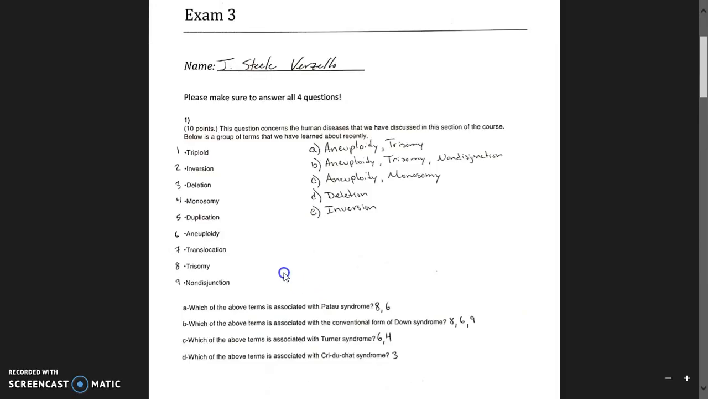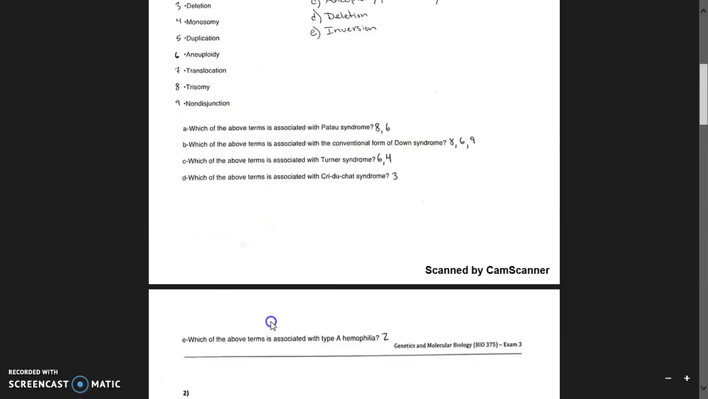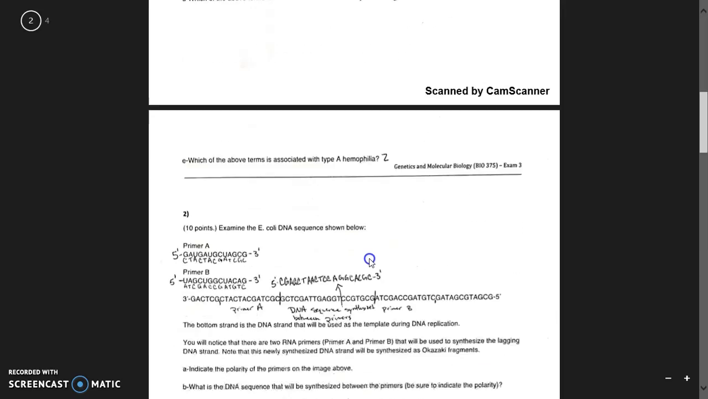And then for part D, which of the above terms is associated with Kruger-Schott syndrome, and that is simply a deletion. And there's also this little sneaky E right here that I almost missed actually, but which of the above terms is associated with type A hemophilia, and I have for number 2, that's just an inversion. So I have them written here as well as numbered along every one.